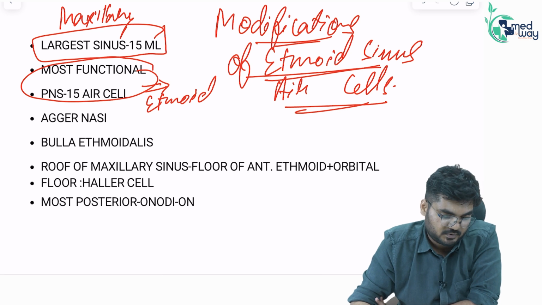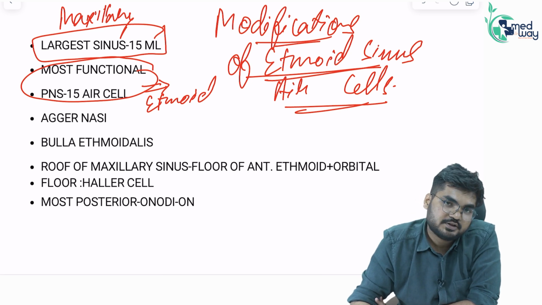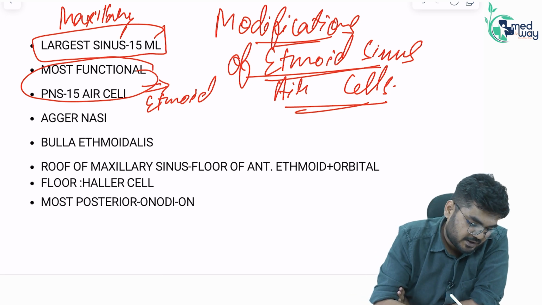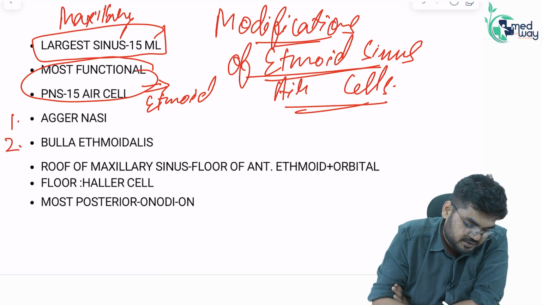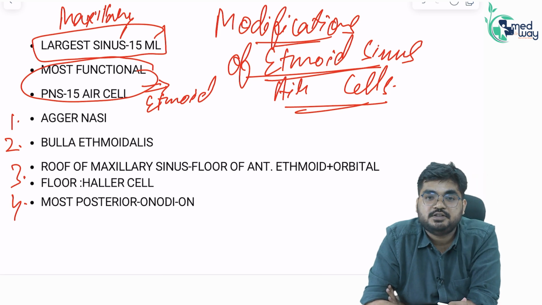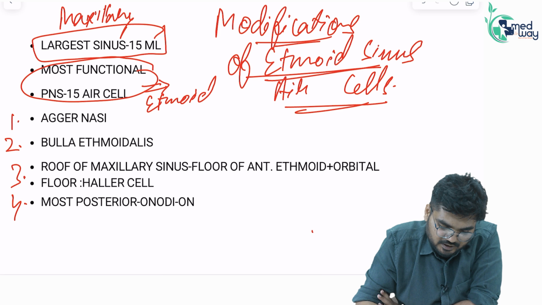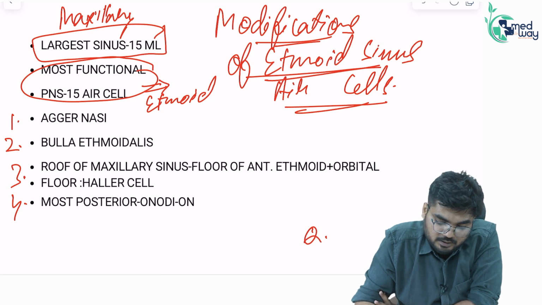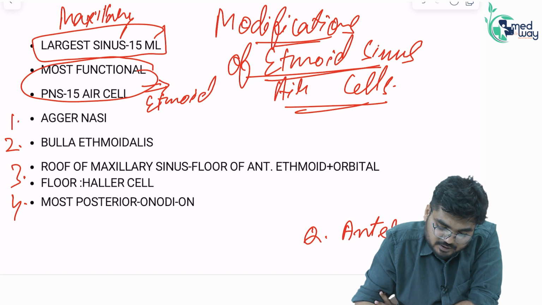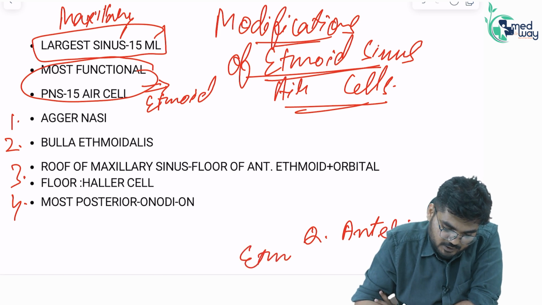Remember that. Now, can you explain to us the modifications of ethmoid sinus air cells? Yes, sir. There are different names that you have to remember as a modification for ethmoid sinus air cells. What are these 4 modifications, sir, that I have to remember? Let us see. The question that they will ask you is, which is the anterior most ethmoid sinus air cell?